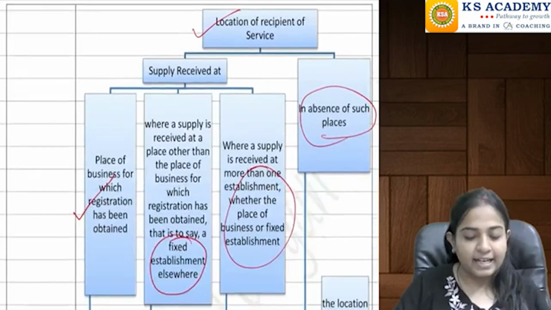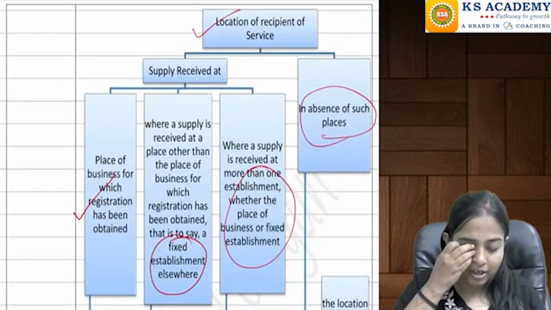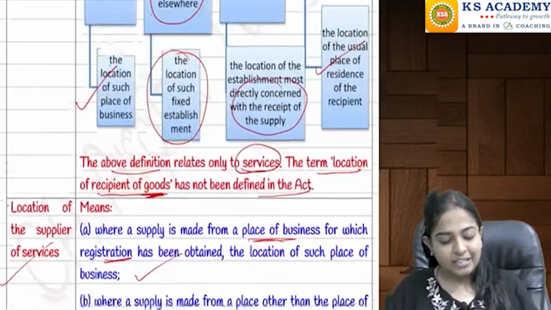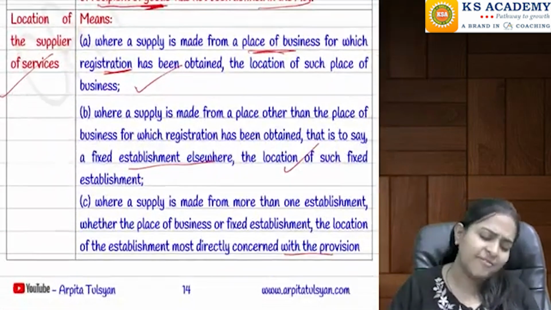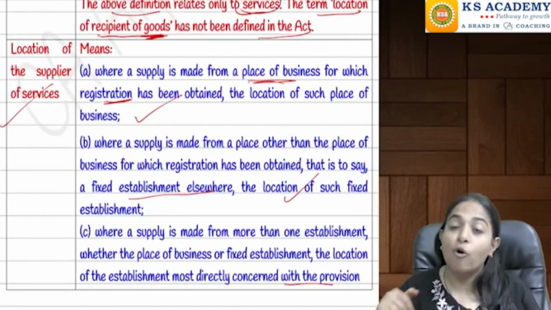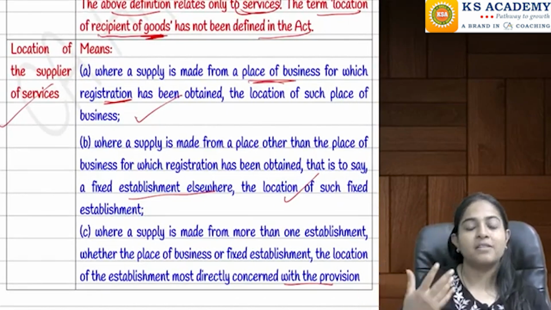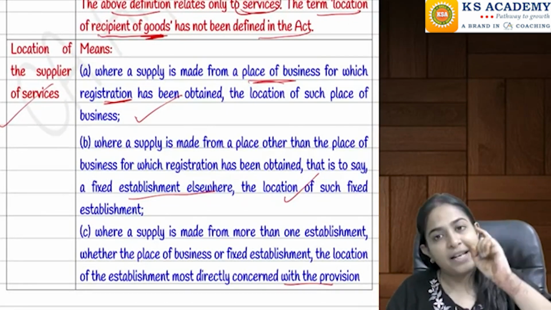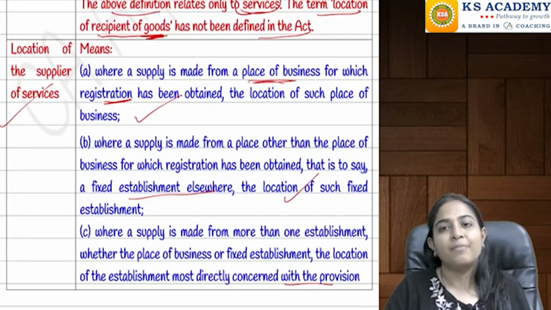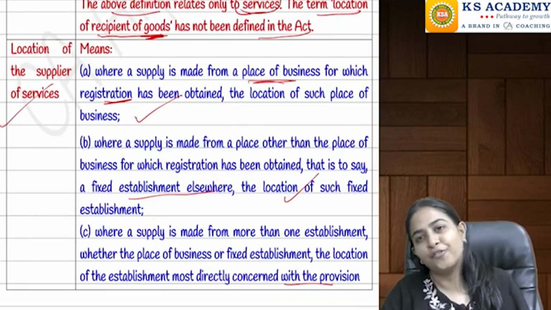In the same way, a summary chart or a table has been given here. Then the next one is the location of the supplier. If the supply is made from the place of business, then that place of business will be considered as the location of the supplier. If it is made from a fixed establishment, then the location of the fixed establishment.